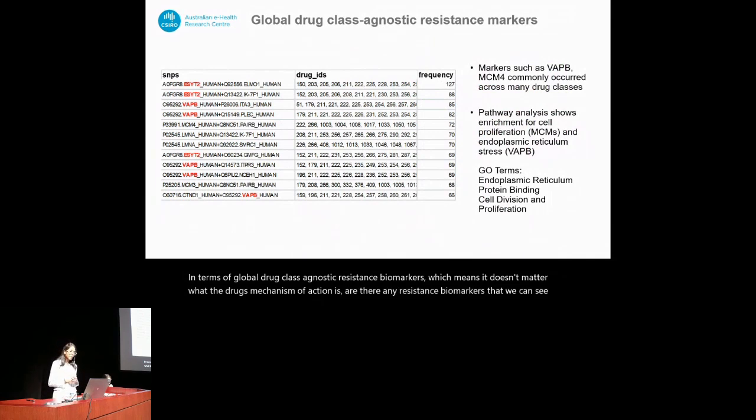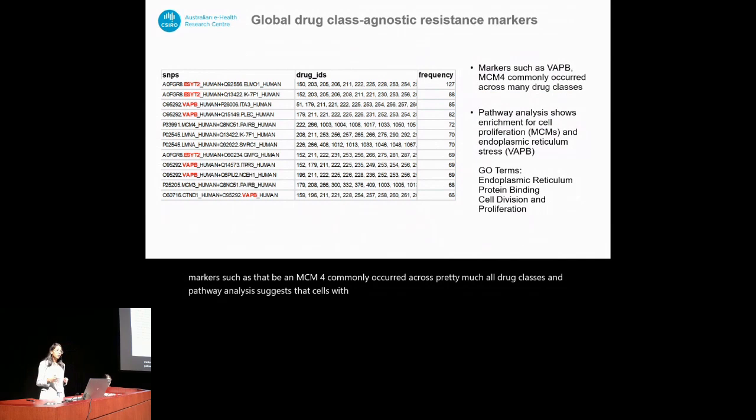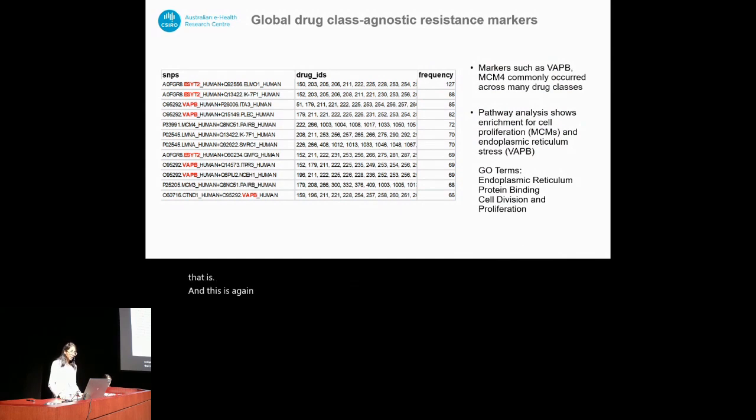So markers such as VAT-B and MCM4 commonly occurred across pretty much all drug classes, and pathway analysis suggests that cells with baseline higher proliferation rates and baseline higher endoplasmic reticulum stress are more likely to be resistant to a drug, regardless of what drug that is. And this is, again, nothing novel. It's pretty well established in the literature.